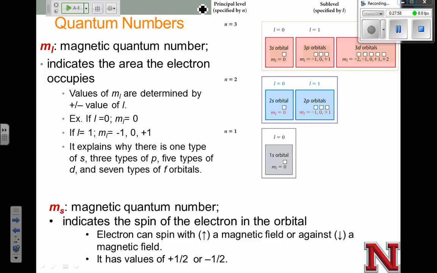Now MS is the last one, and that's why each of these won't have the same 4 quantum numbers, because in each orbital you can either be spin up or spin down. So these 2 electrons have the same n, L, and ML, but this one has a positive 1/2 and this one has a negative 1/2. These 2 electrons have the same n, L, and ML, but again, positive and negative, and so on. So none of them are going to have the exact same set of numbers.